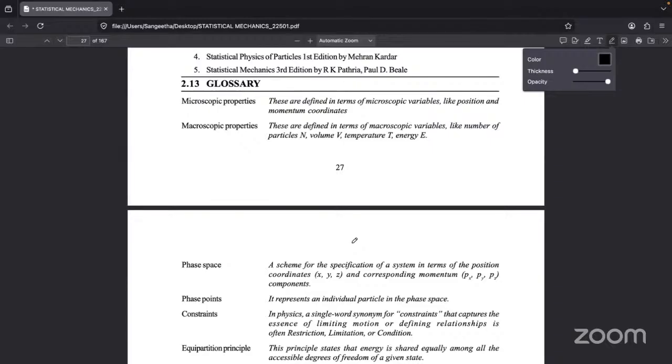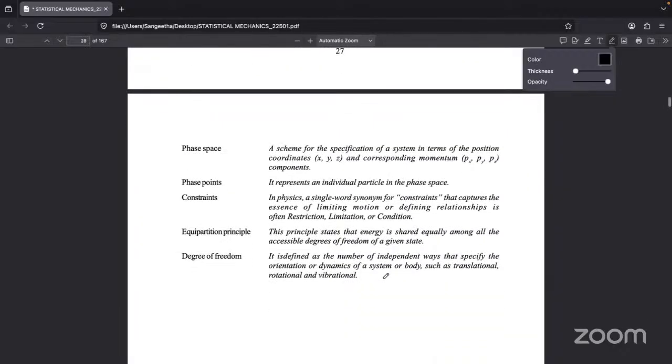Why are we considering all this? A single unit cell is micro; a combination of micros is macro, so the number of particles is covered in it. Next, phase space: the components xyz, px, py, pz make the phase space, and a single cell is called a phase point. What are constraints? Constraints means the restrictions given for performing an operation. Next, the equipartition principle means dividing equally.